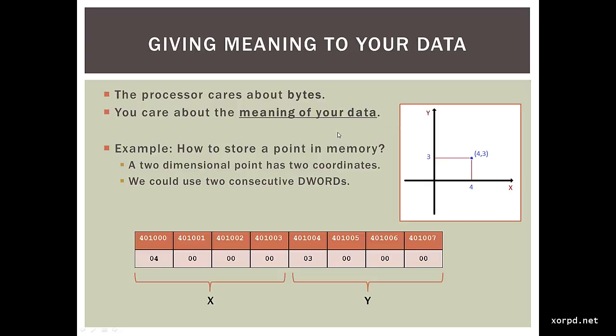For example, we could use two consecutive dwords to represent a point. This is how it is going to look in memory. This is the x coordinate, those 4 bytes, and this is the y coordinate. At this point you should know that because of endianity issues, the numbers are written from the left to the right and not the other way around. That's why the 4 is on the first cell and not on the fourth cell.